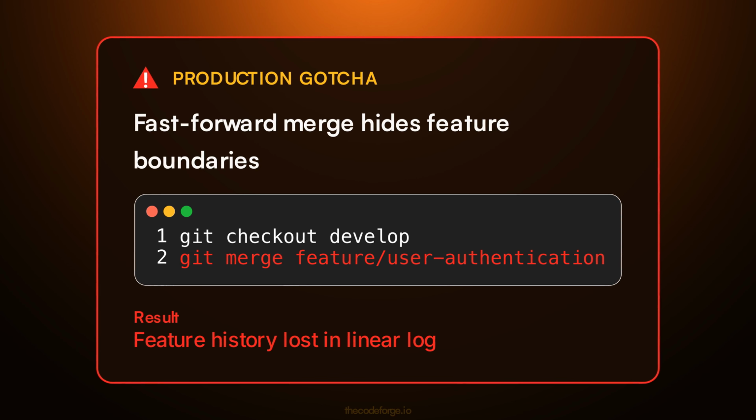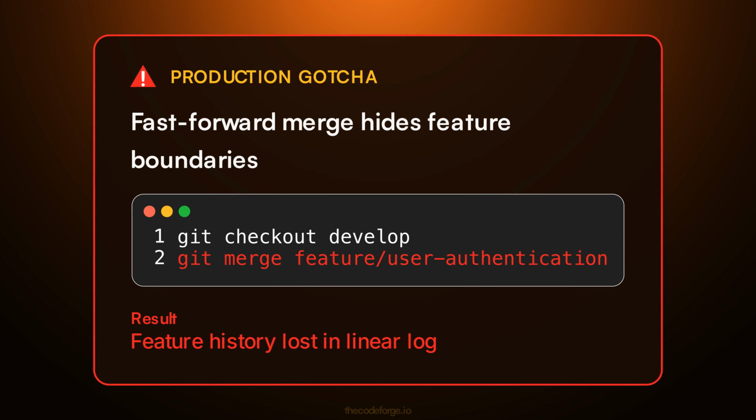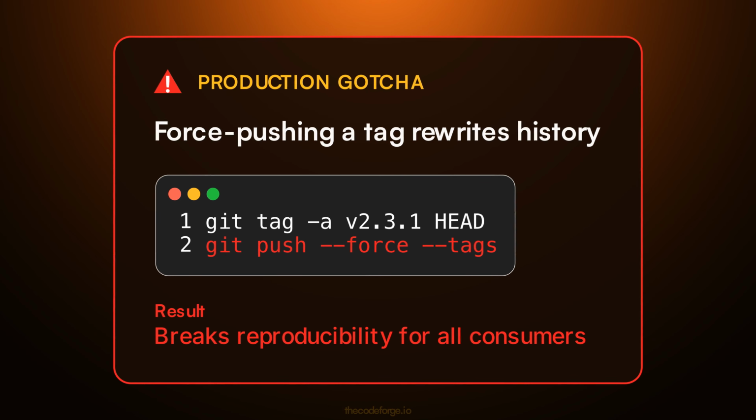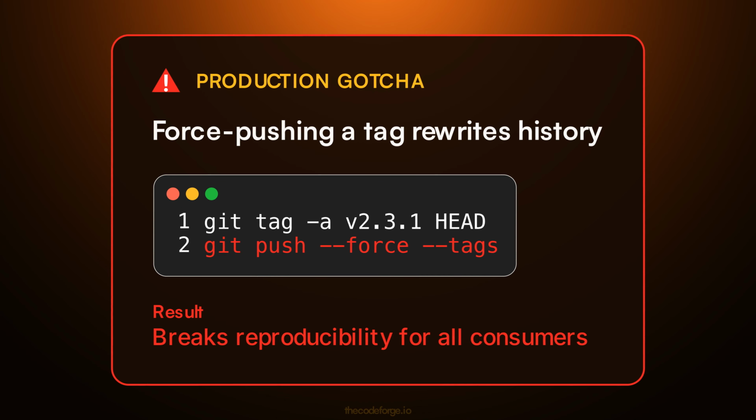If you omit --no-ff, Git performs a fast-forward merge, absorbing the feature commits into develop's linear history. This makes it impossible to see which commits belonged to which feature, and git bisect cannot isolate which feature introduced a regression. Tags are immutable contracts. Force pushing a tag silently moves the release marker, breaking every build, deployment, and rollback that references that tag. If you need to correct a tag, delete it locally and remotely, then create a new tag with a different name.